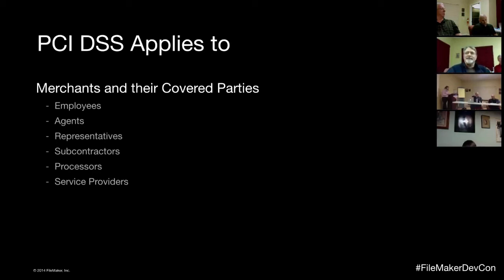300, 350 credit card transactions a month. Irrespective of that, it's the level of auditing and reporting you have to do. It's not whether or not you're going to be audited. Really small businesses have to self-report, and they just fill out a survey and send it to their credit card provider. You get into the higher tiers and an audit by an agency is required.